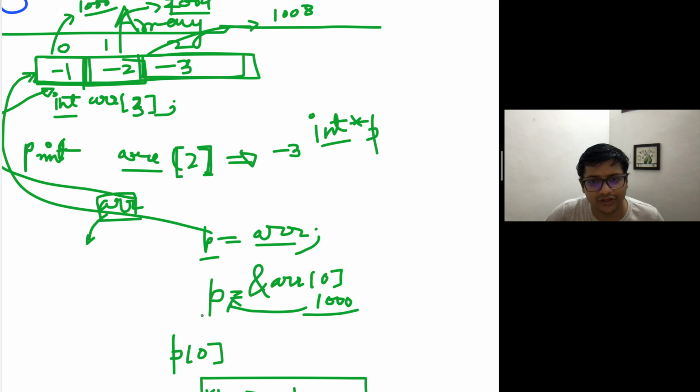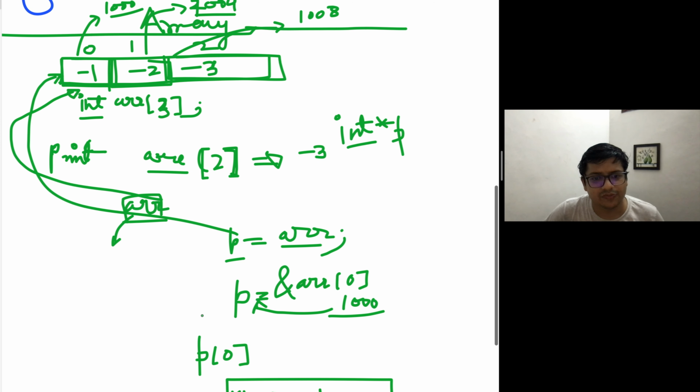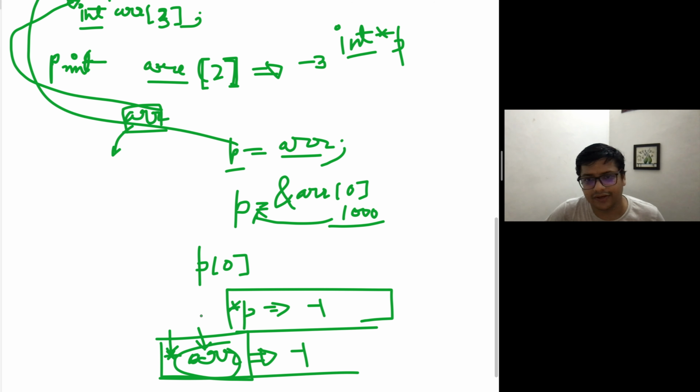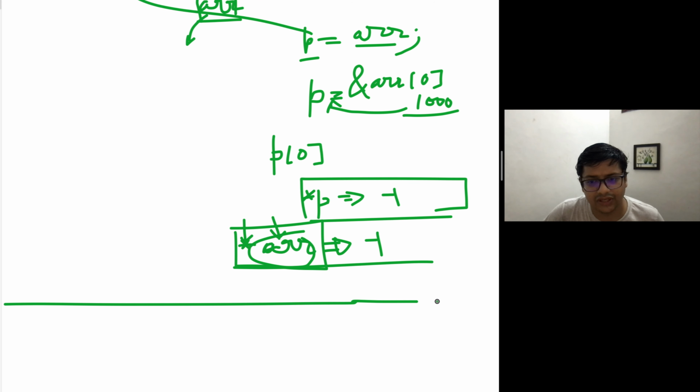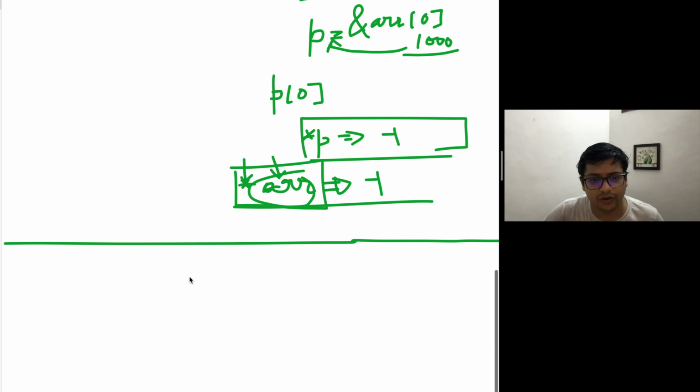We can have a two-dimensional array as well, which might be complex in the initial videos, so I will try to take it in later videos. We can have a pointer to a pointer as well, which is also called a double pointer. We can also have a triple pointer.